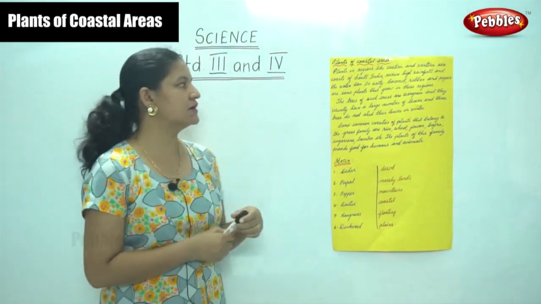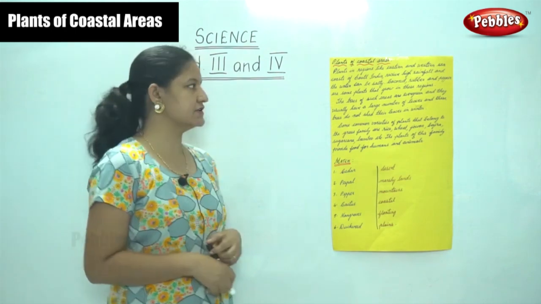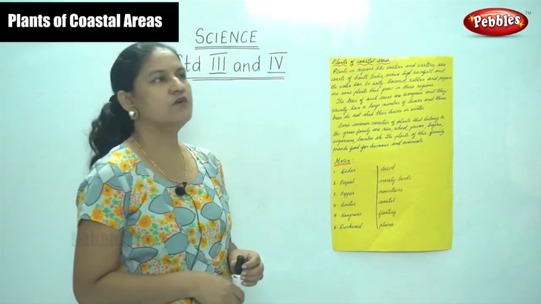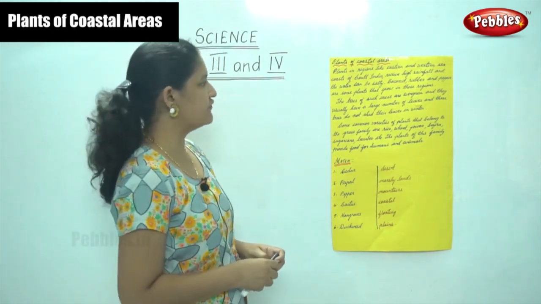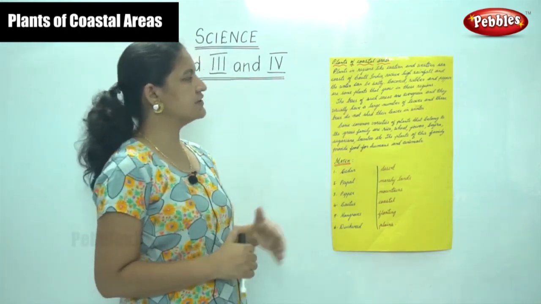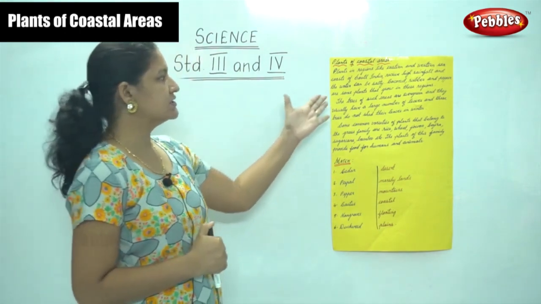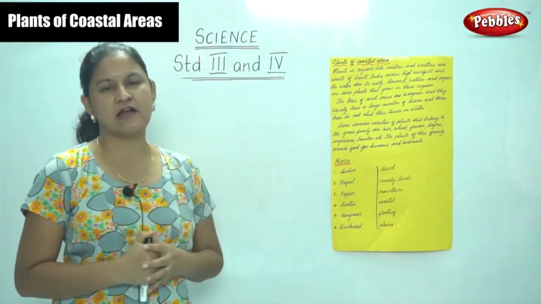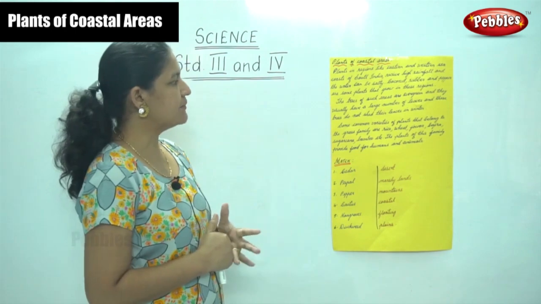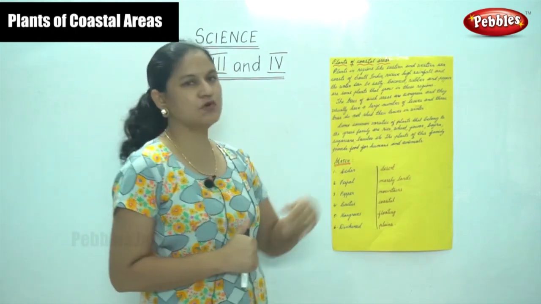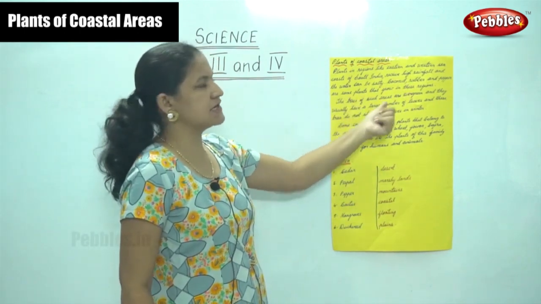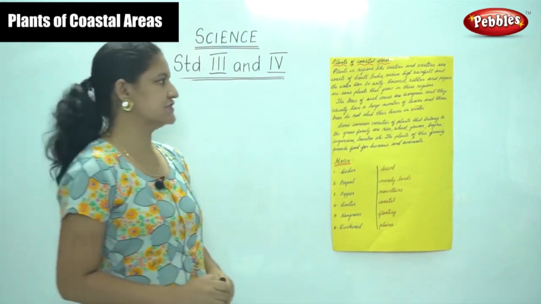And now we move on to plants that grow in the coastal areas. So plants in regions like eastern and western sea coasts of South India receive very high rainfall and the water is very salty. Coconut, rubber and pepper are some plants that grow in these coastal regions.